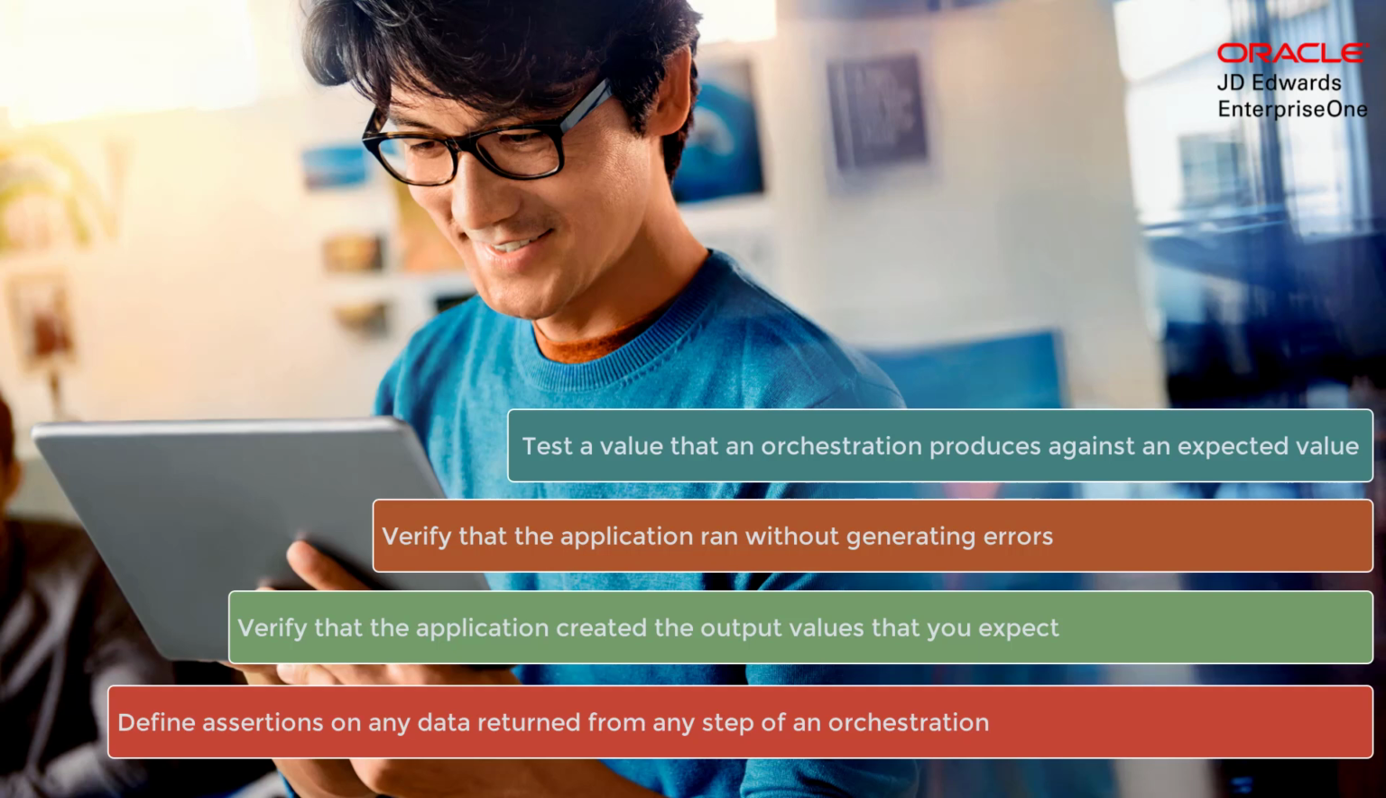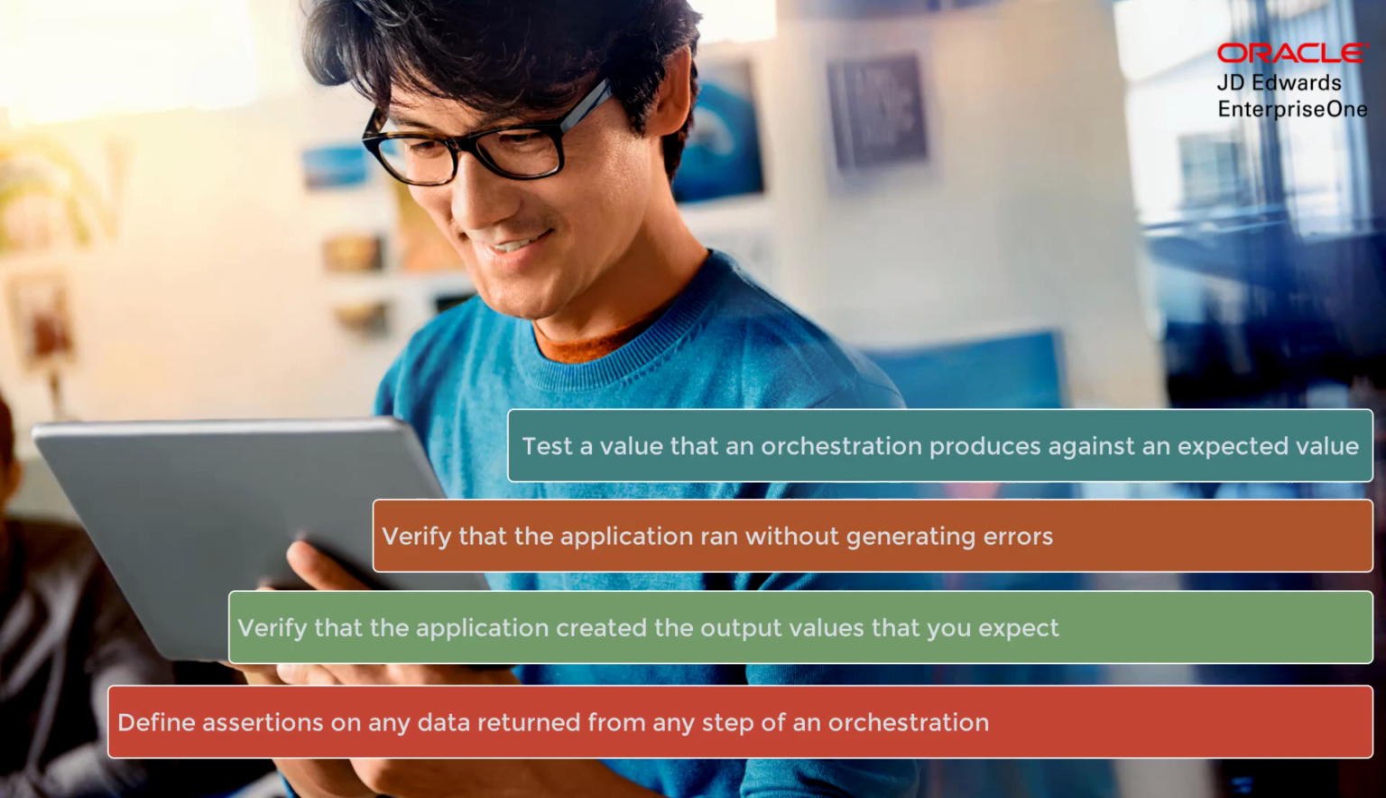You can define assertions on data returned from any step of an orchestration in addition to orchestration inputs and variables. Note that the processing of the orchestration and testing against assertions have two distinct outcomes. It is possible that an orchestration completes successfully, but the assertion still fails because the assertion did not produce one or more asserted values.